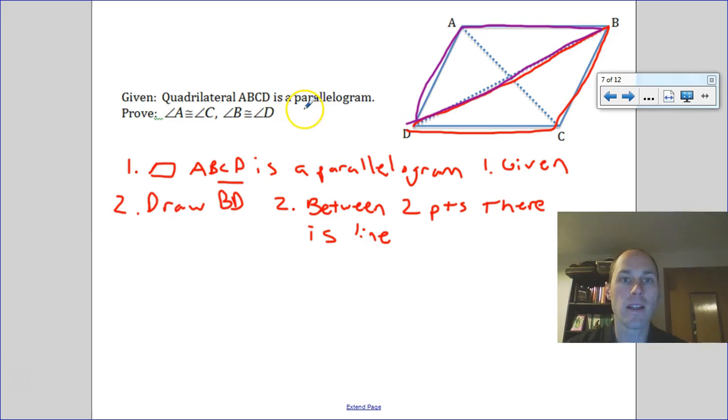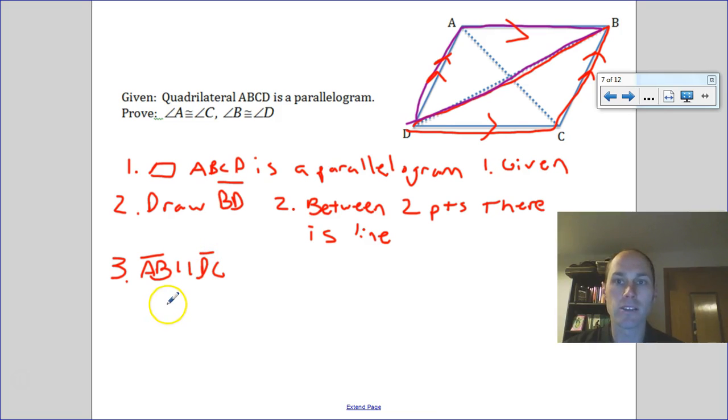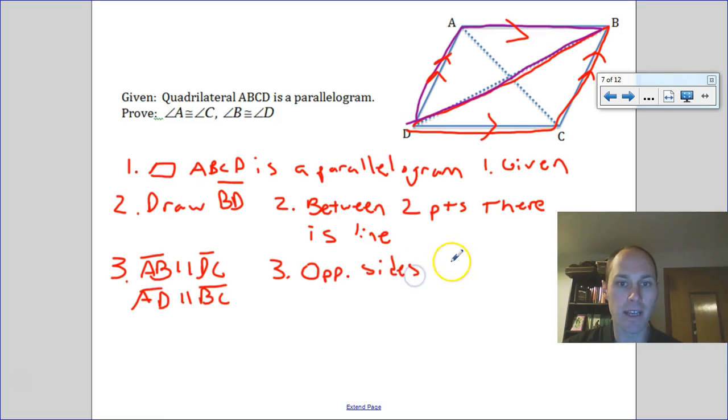What I know if it's a parallelogram is opposite sides are parallel. So I know that AB is parallel to DC, and I know that AD is parallel to BC. And the reason is because opposite sides are parallel in a parallelogram. It's just a property that a parallelogram has.